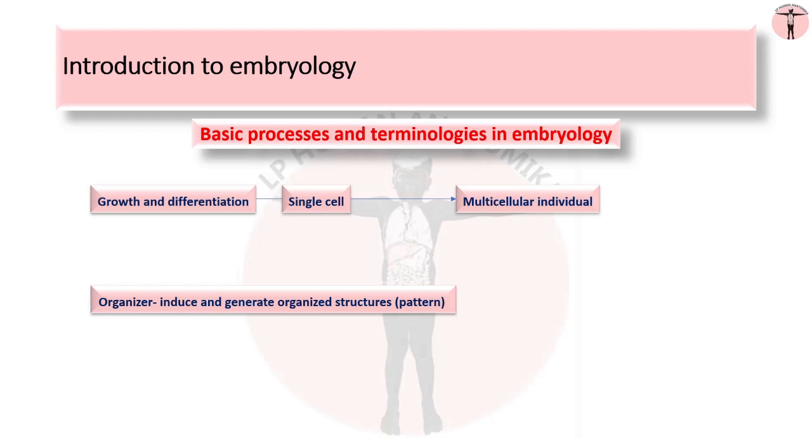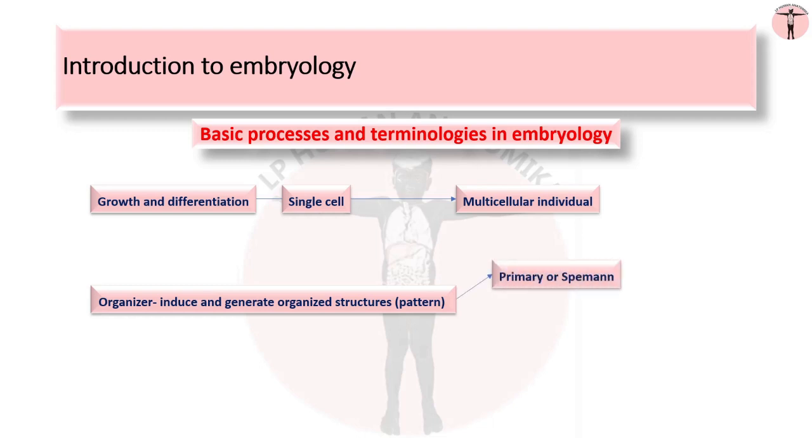An organizer is formally defined as a region or group of cells in an embryo that can both induce and pattern adjacent embryonic cells. Inducers are that group of cells which can change the fate of another group of cells to develop into a particular organ or tissue, and pattern is that which generates an organized set of structures. To date, about 4 such regions have been demonstrated.